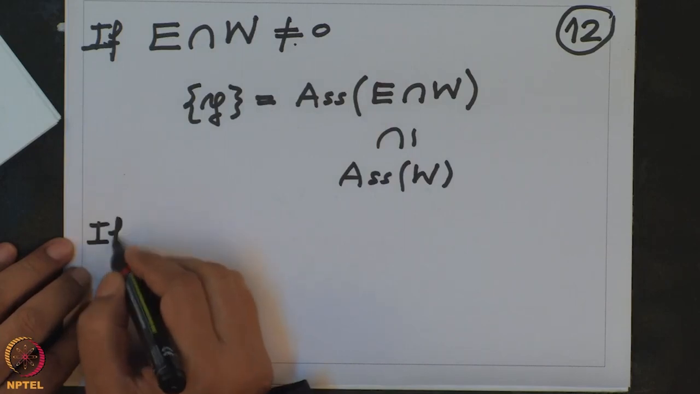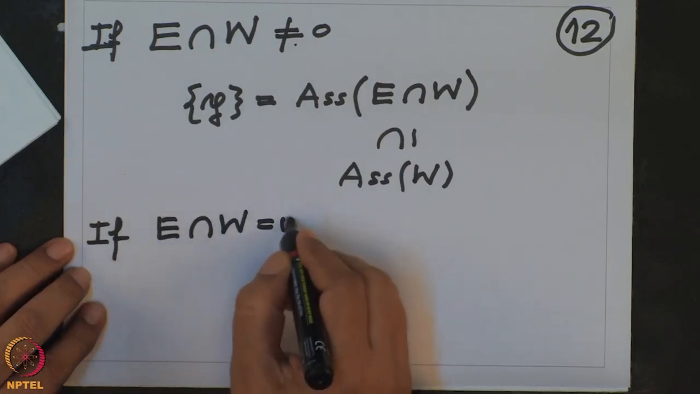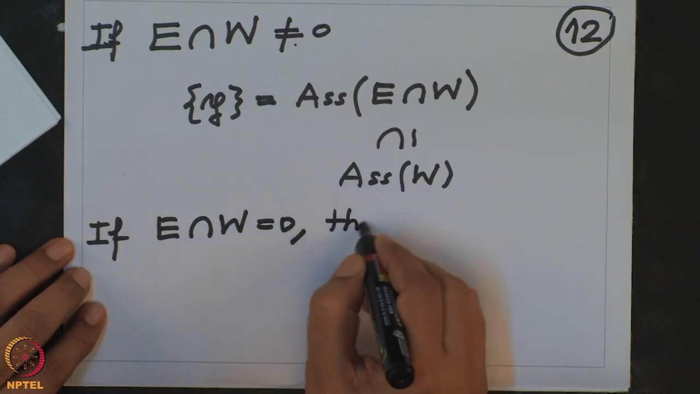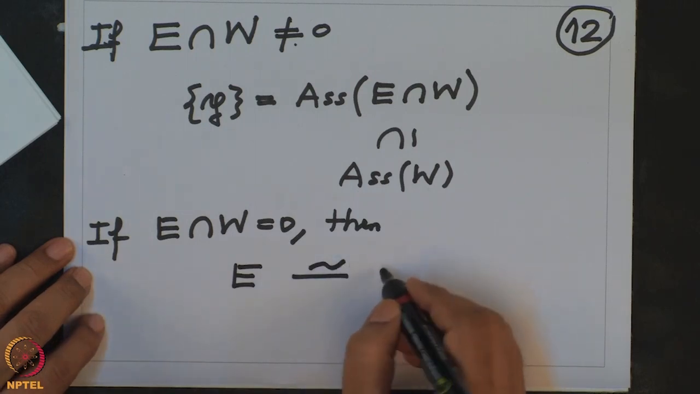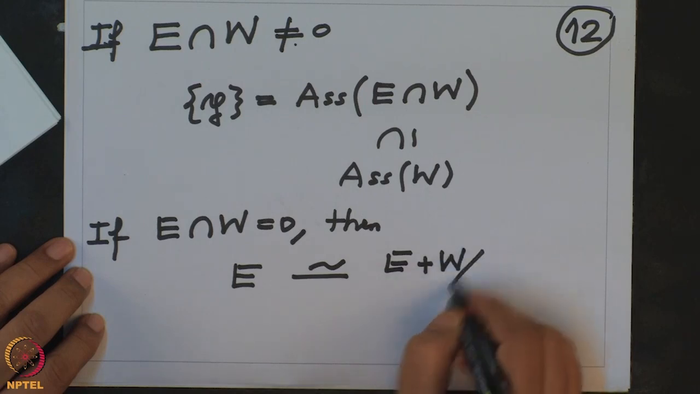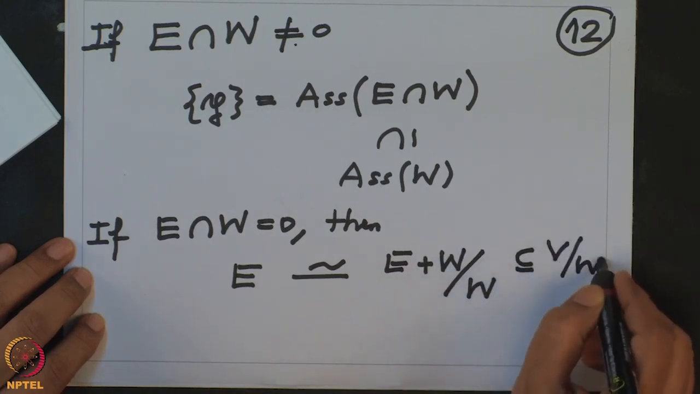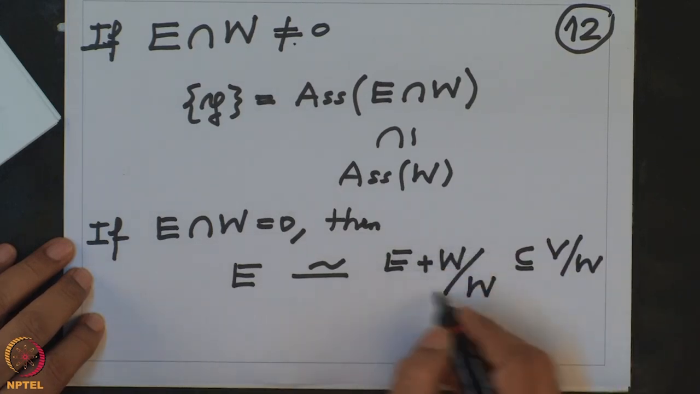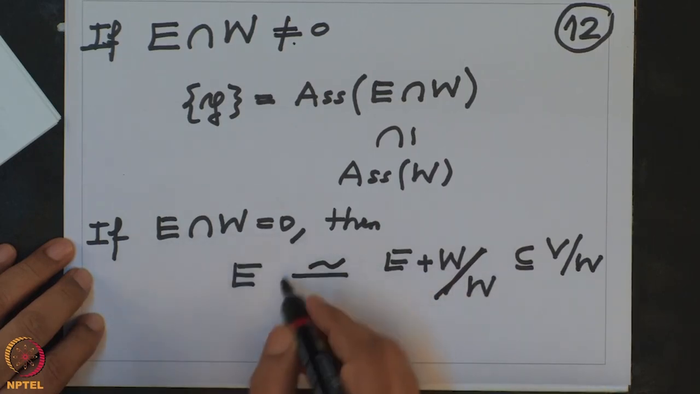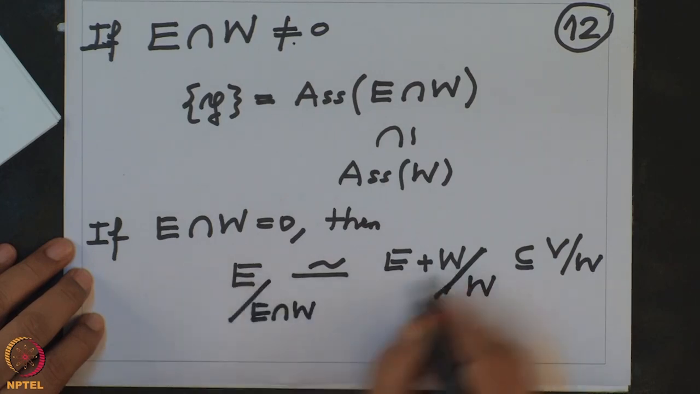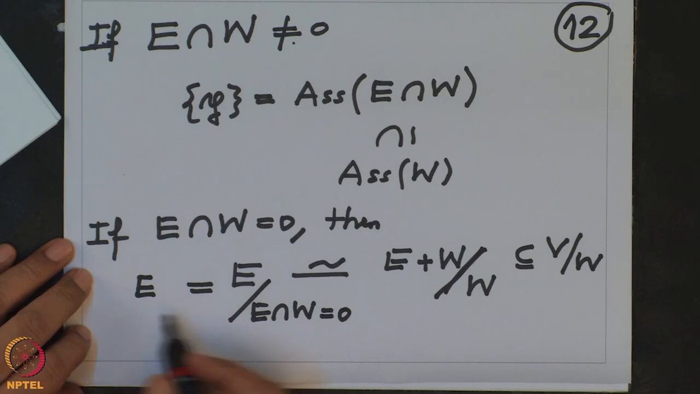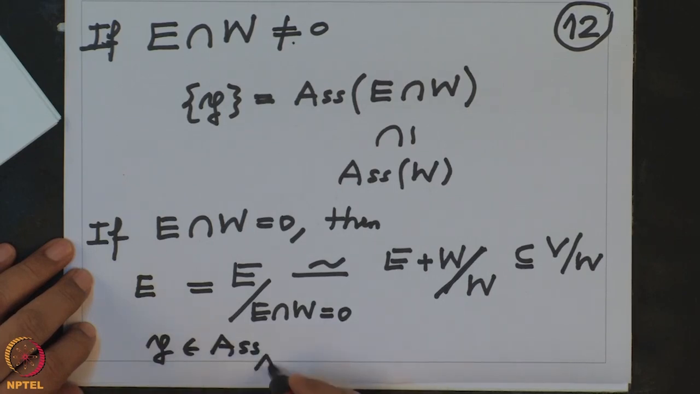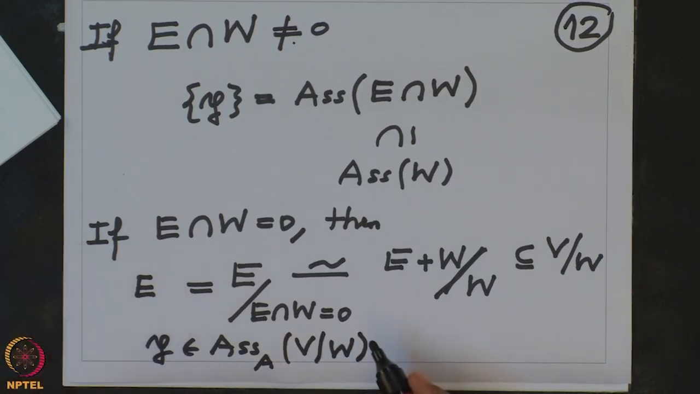In the other case, if E intersection W is 0, then E is isomorphic to (E plus W) modulo W, and this is a submodule of V mod W. This is one of the isomorphism theorems. This module is isomorphic to E modulo the intersection, but we are assuming this intersection is 0, so this is isomorphic to E. Therefore, P belongs to the associated prime ideals of V by W.